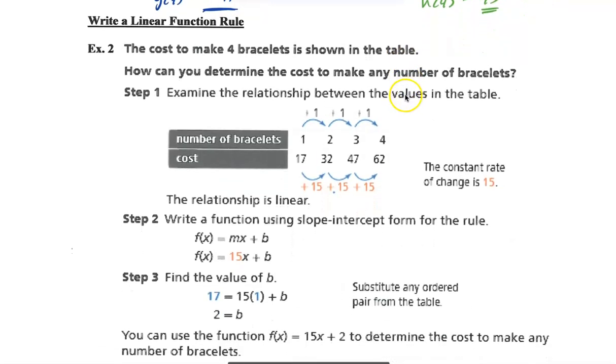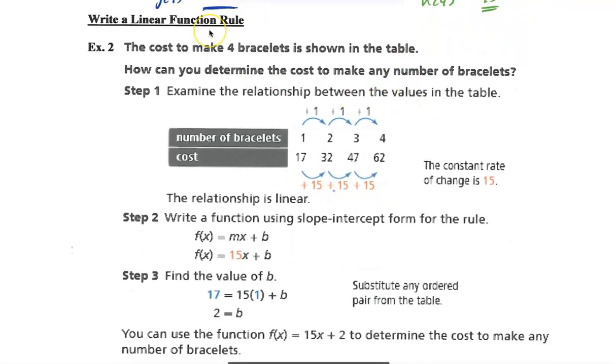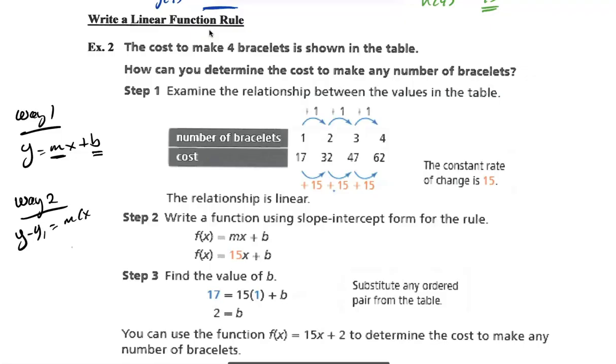Next, let's talk about how we write a linear function. Now, we did this before. We generally have 2 ways to write a linear function. Way 1, or method 1, is we're going to use y equals mx plus b. You have to find your m, your slope, and you have to find your y-intercept b. Way 2, my favorite way, is you do y minus y1 equals m times x minus x1. In this case, you have to find your m, and you have to find your x1 and your y1 point, which could be any point.